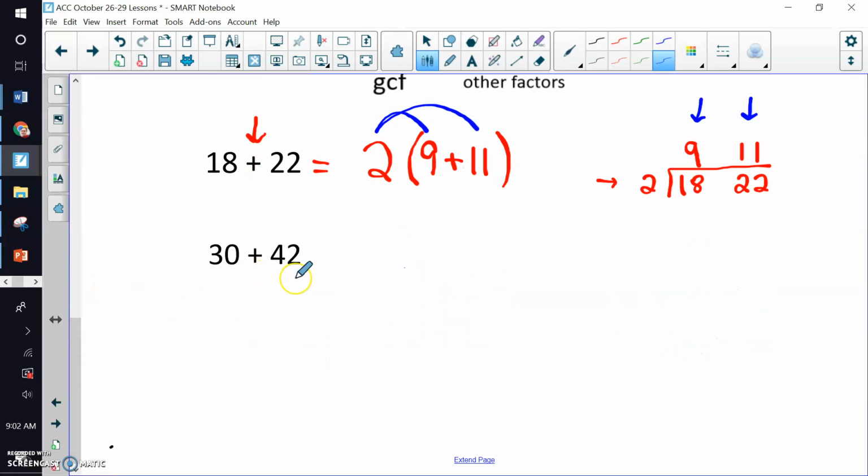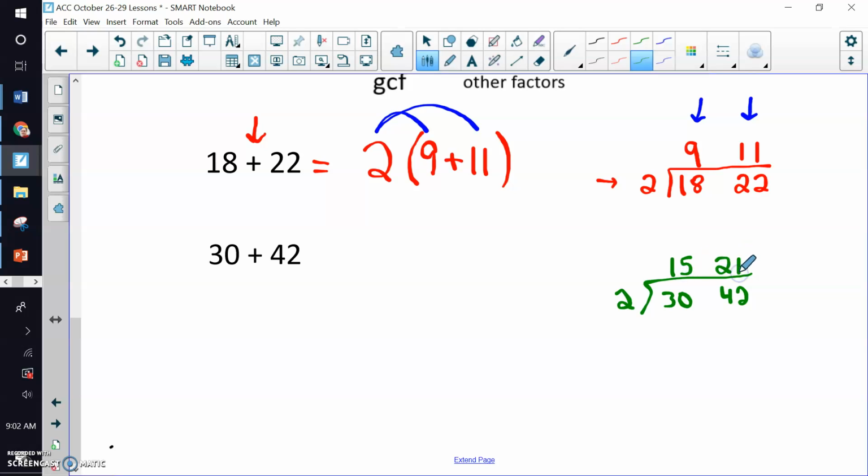So let's try this with 30 and 42. Let me use green down here. So we would want to do, all right, 30 and 42. Let's make sure we find the greatest common factor. You might look at this and say, well, I think I know a common factor. 2 is a common factor. So let's divide both of them by 2. These are both even numbers. All even numbers are divisible by 2.